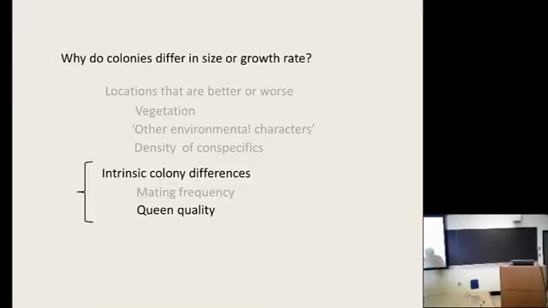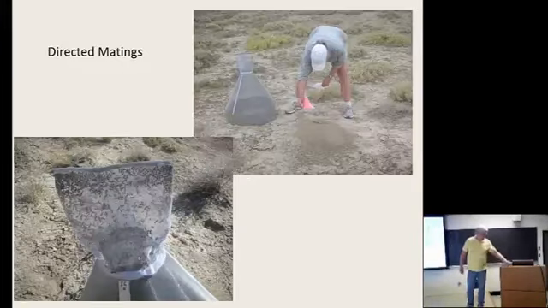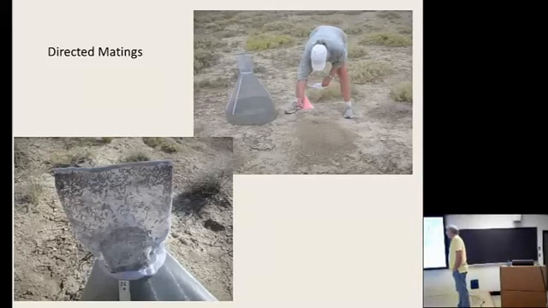Okay, what about queen quality? The notion that there might be just goodies out there. There might be good queens and bad queens. How do you approach that sort of thing? Here we really need to have some sort of an experimental, manipulative approach. And this is something that Diane Warnes has really worked out here.